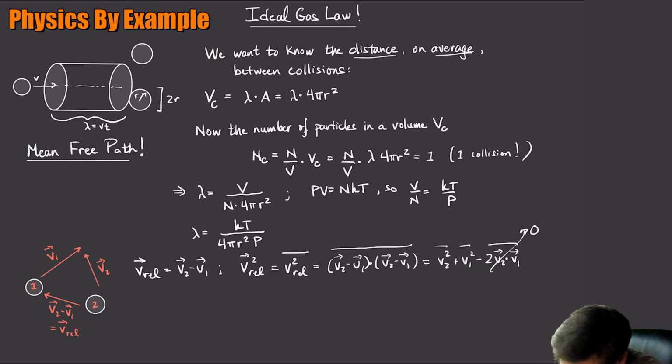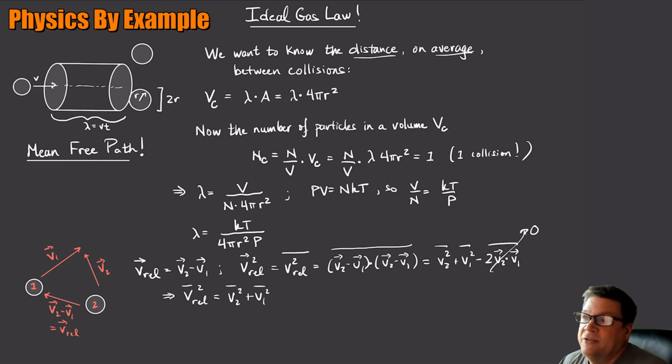And so what we've got is, the average relative velocity squared is just going to be v2 squared plus v1 squared, those averages. But then it doesn't really matter which one is v1 and which one is v2, because we're averaging over all these particles. So this really is just going to be 2v squared, where v squared is an individual particle's average velocity squared. So now that we have these quantities, now take the square root.